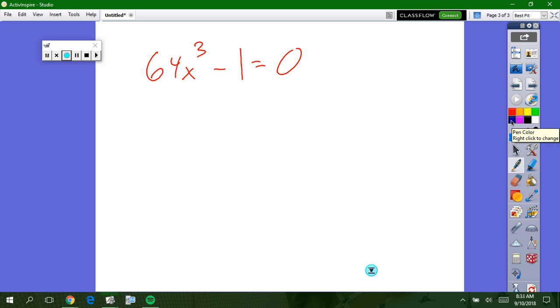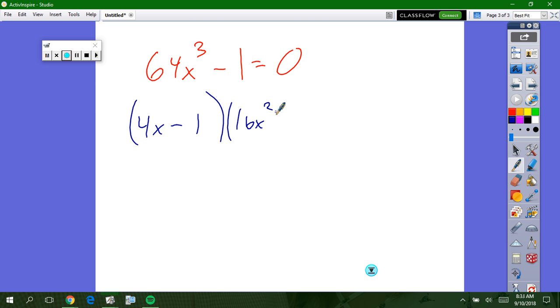Okay? What is the cube root of 64x cubed? 4x, right? What is the cube root of 1? 1. Does everybody understand where that came from? Right? Take the cube roots. Then square the first number. 4x times 4x is 16x squared. You should be saying 16x squared times 4x gets me 64x cubed.